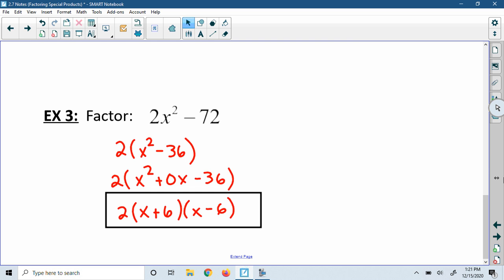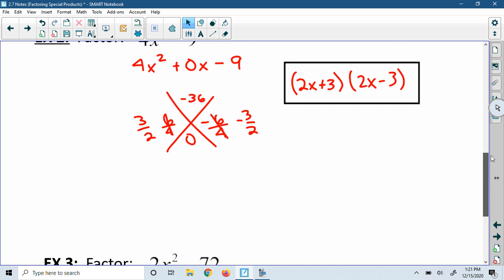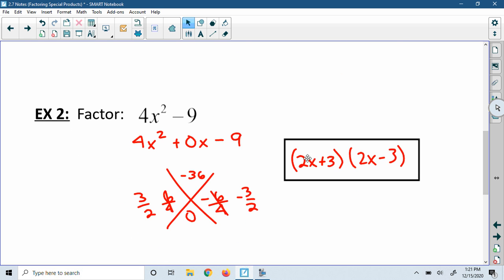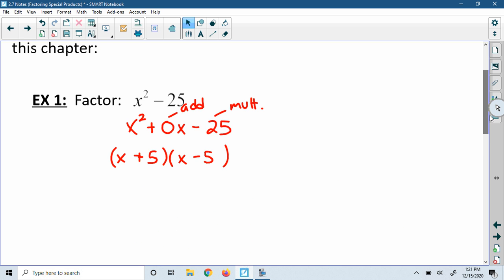At this point, you've probably noticed a pattern going on. The numbers are all the same as each other in the two sets of parentheses, just one is a plus and one is a minus. So if you learn to notice that pattern, you can save some steps and really just factor it in your head, like the square root of x squared is x. So I know I'm going to have an x here and an x there. The square root of 25 is 5. So I know I'm going to have a 5 there and a 5 there. One's got to be a plus, one's got to be a minus.